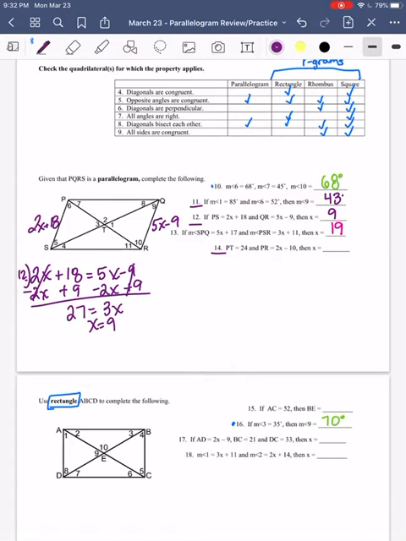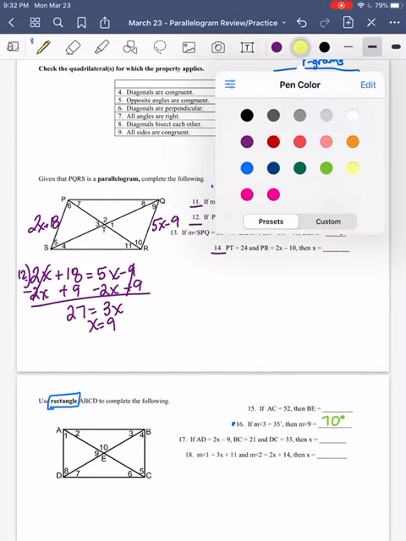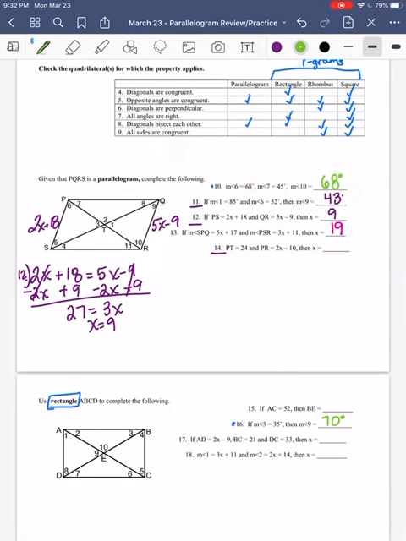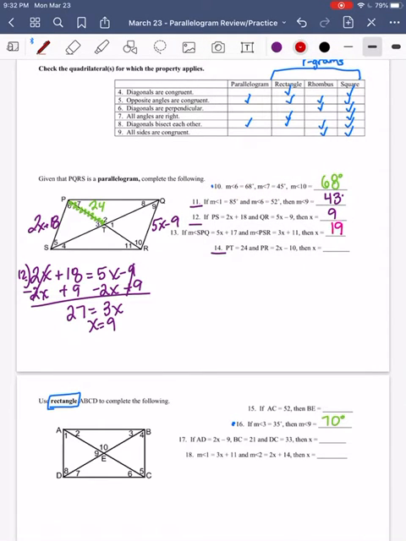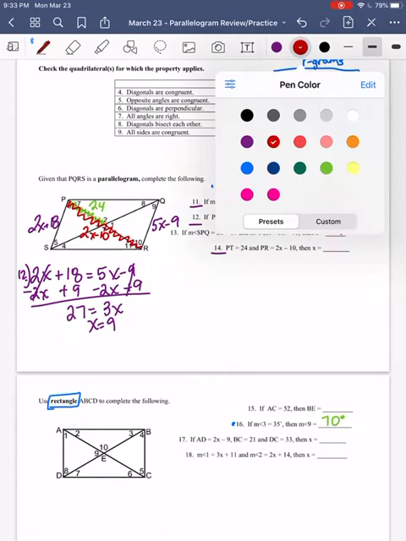Okay, as I move my computer down, this was probably one of the most missed questions, number 14, and I get why, but we need to be really, really intentional about looking at this picture, okay? So it says PT, which is just half of the diagonal, is 24. And then it gives us PR, which is the whole diagonal, which is 2x minus 10. So several of you just tried to go ahead and put these equal to each other based on your answer responses, but they're not equal to each other.